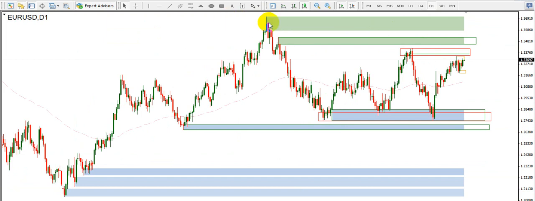Whereas you don't get a support line. Support and resistance lines are only built if you've got clusters of supply and demand. That's the only way they're built. If you haven't got clusters of supply and demand, they're not going to be there.